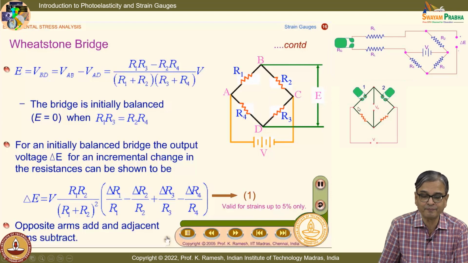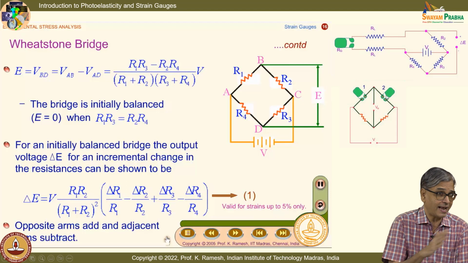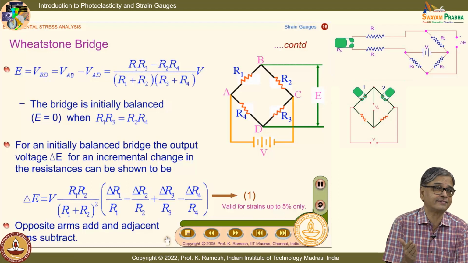So, I can also connect two strain gauges in a Wheatstone bridge and make the measurement. This should have one sign of strain, this should have opposite to that. Only then it will add. If they are of the same sign, you will get only 0 as the answer.